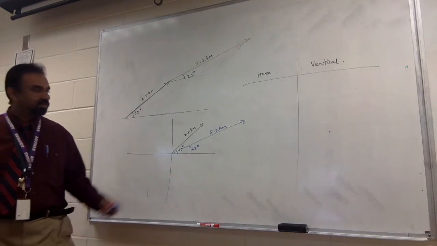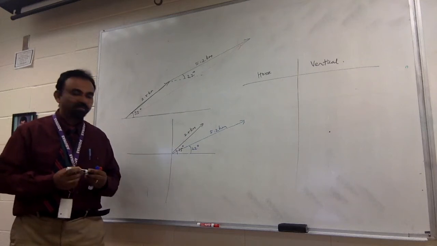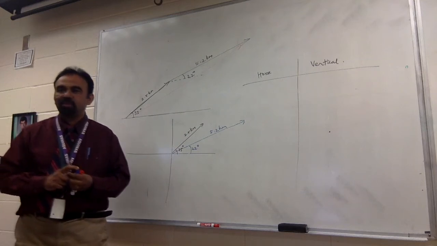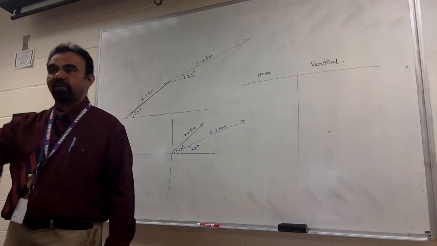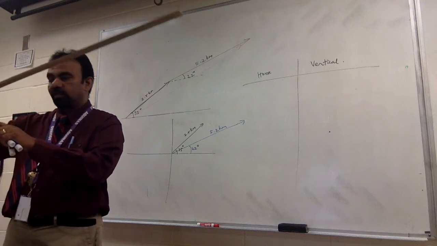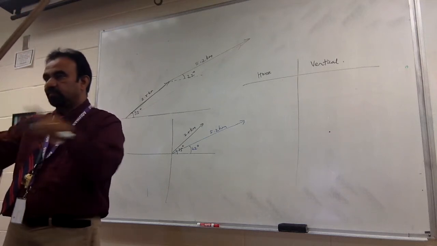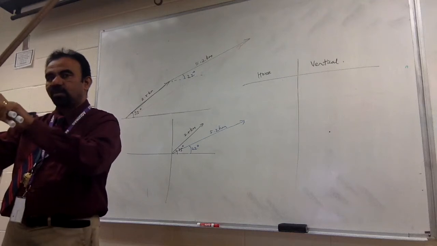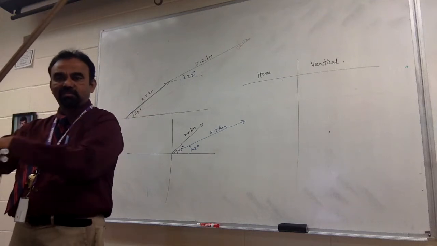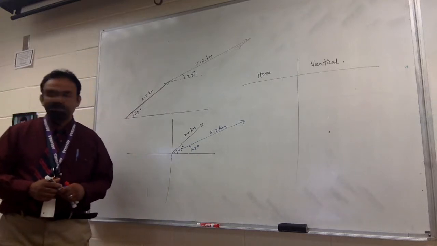Take one by one. What is the horizontal component of this 2.5? How much horizontally is it going? This is 2.5, and that is the angle 35. So what is the horizontal part of it? How much is this?